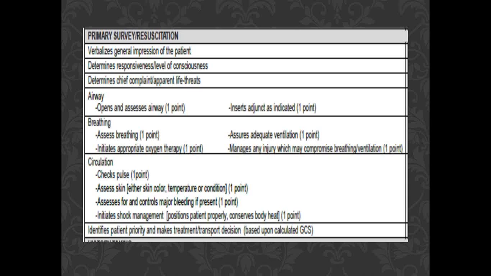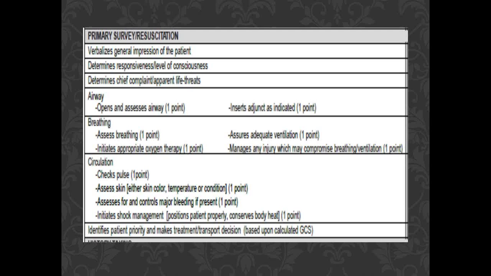Okay, so the secondary assessment happens after the scene survey. So you've got all of that. You've got ALS coming. You made sure the scene is safe. You've got your protection on, all of that good stuff that happens in there.